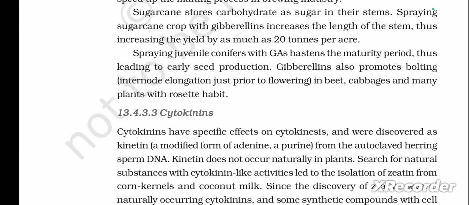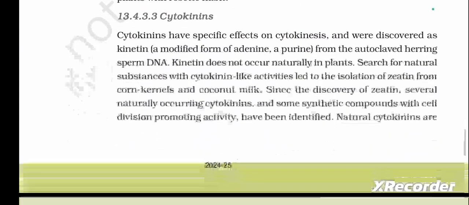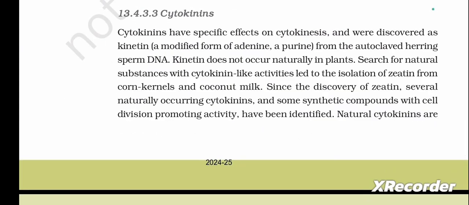Next, cytokinins. Cytokinins have specific effects on cytokinesis and were discovered as kinetin, a modified form of adenine, a purine, from the autoclaved herring sperm DNA. Kinetin does not occur naturally in plants. Search for natural substances with cytokinin-like activities led to the isolation of zeatin from corn kernels and coconut milk. Since the discovery of zeatin, several naturally occurring cytokinins and some synthetic compounds with cell division promoting activity have been identified.